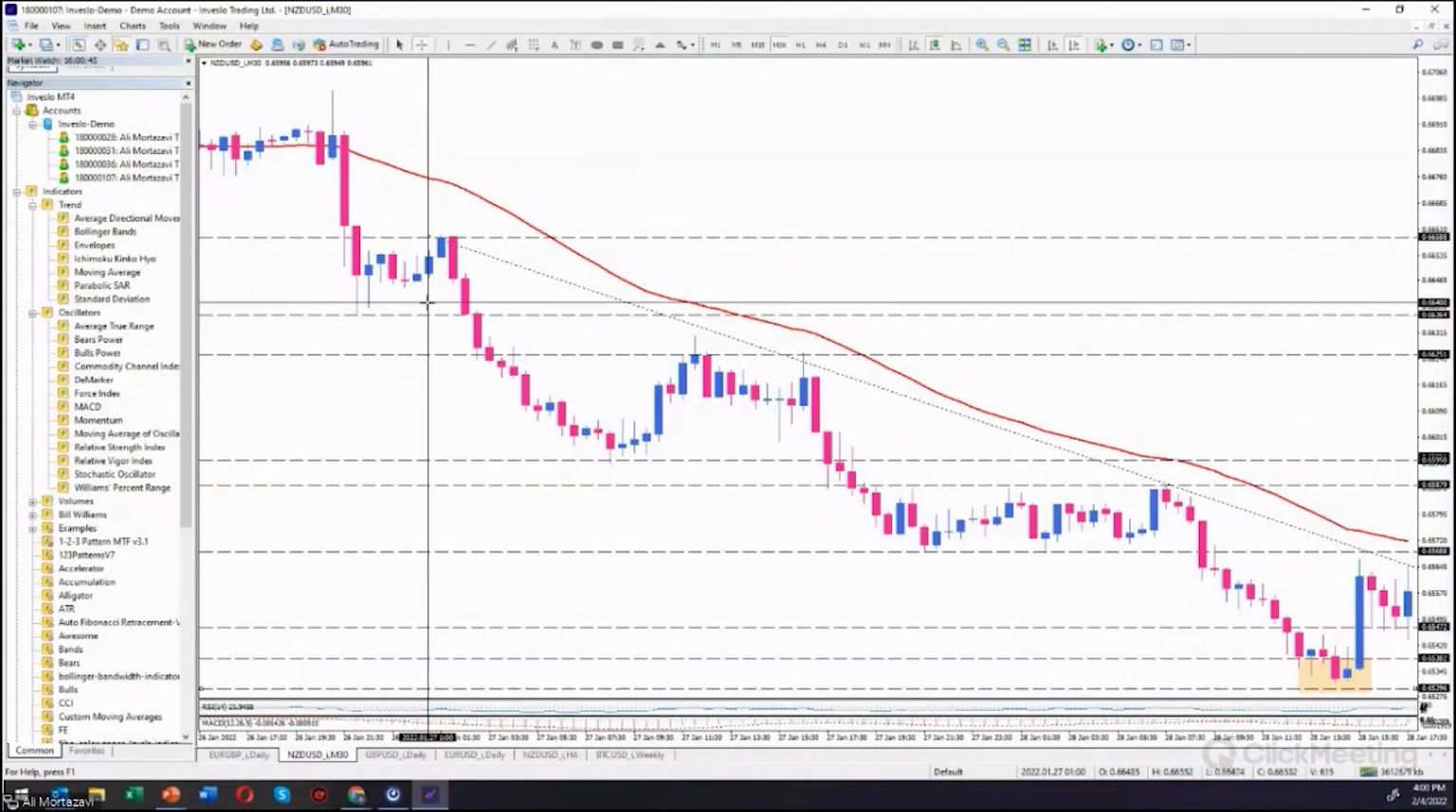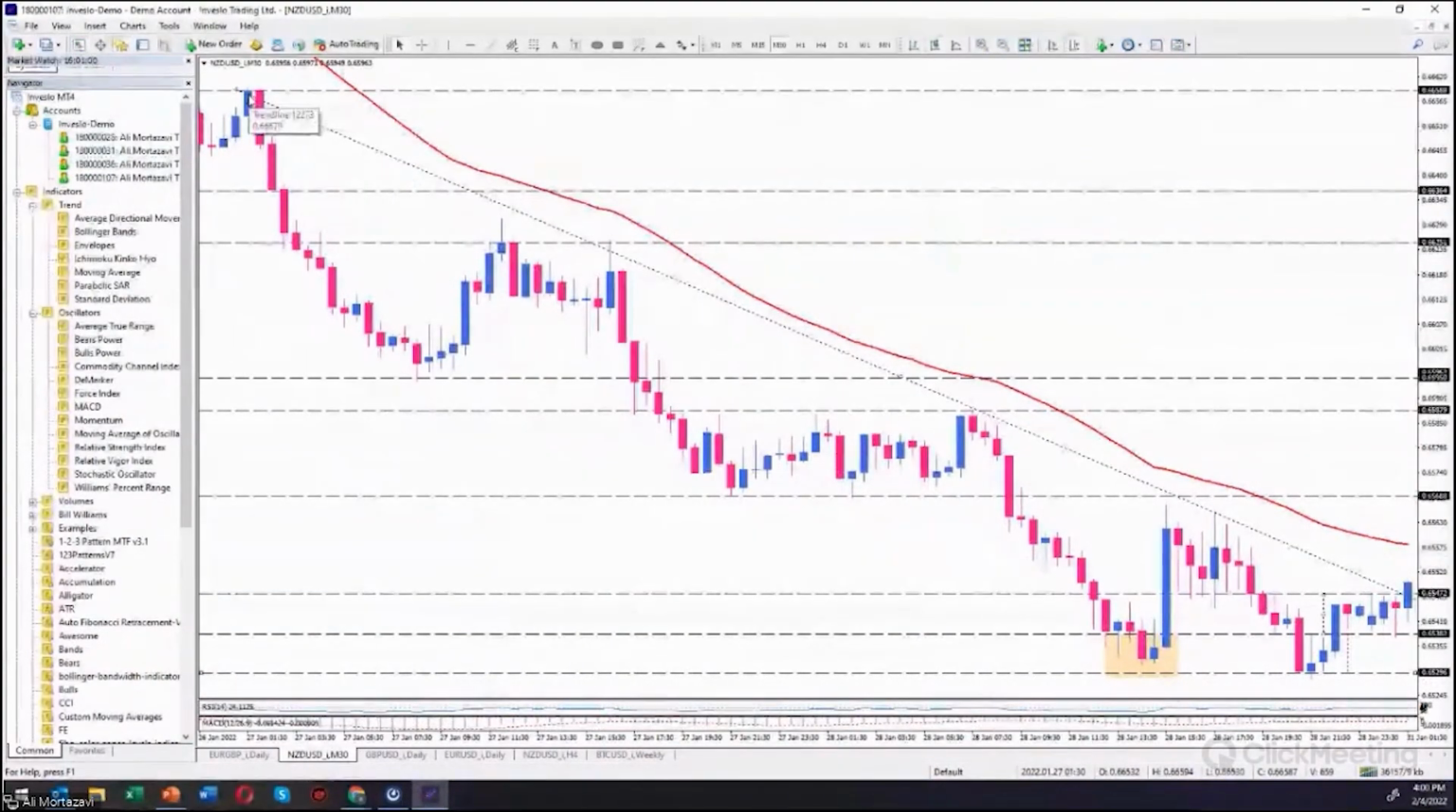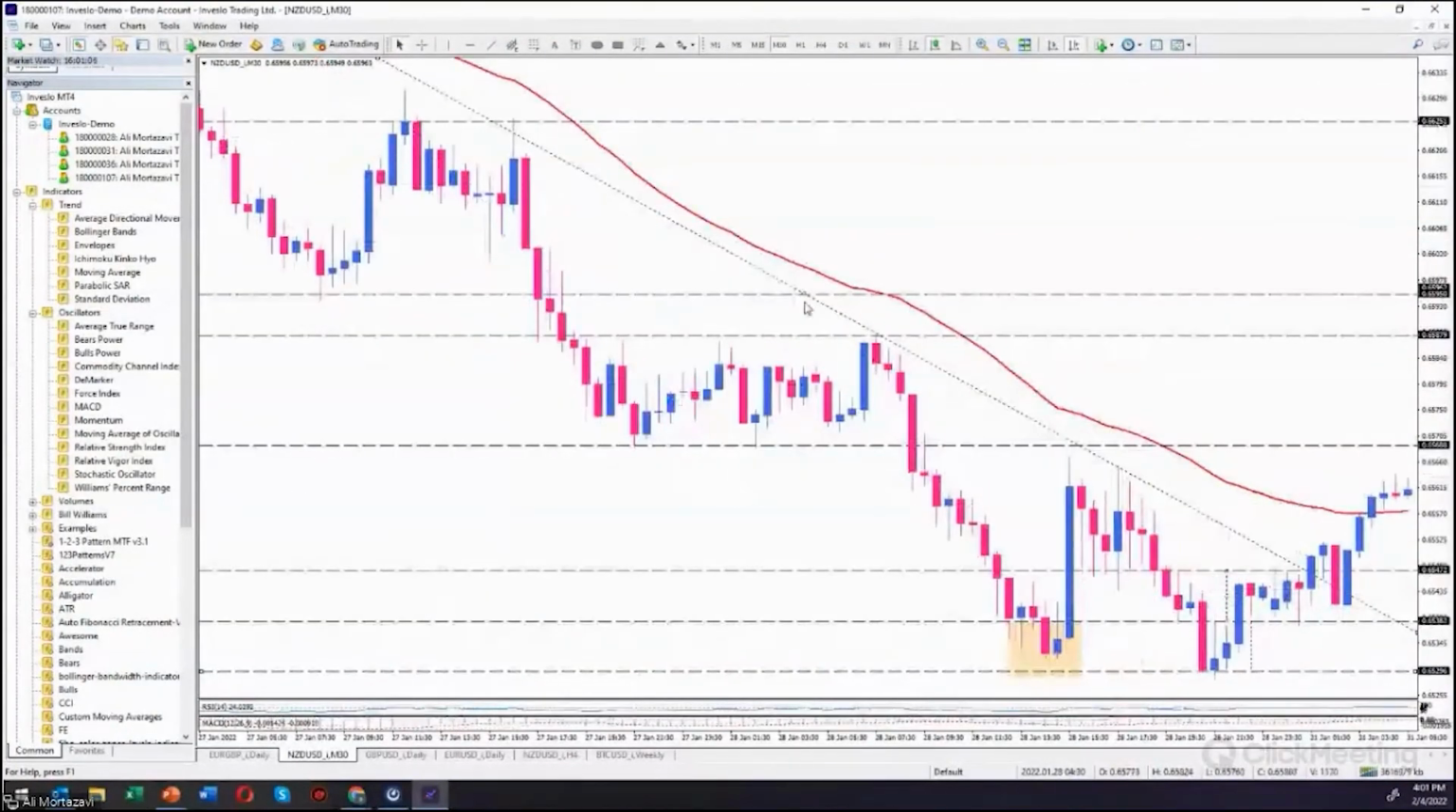They can be the support and resistance area of the tops and the bottoms, or they can be just the trend lines. For example, if after forming this downtrend, if I connect these two tops together and continue them, I can have the downtrend line.